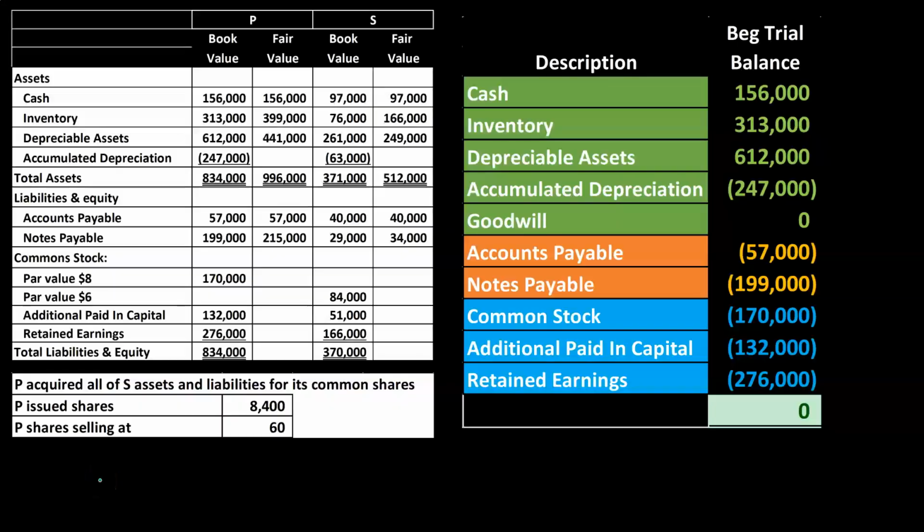Here is our information we will use with the practice problem. We're going to have information with regards to P and S. These are going to be the two companies involved. P then purchasing S. So P's information, S information. We then have the balance sheet down below.